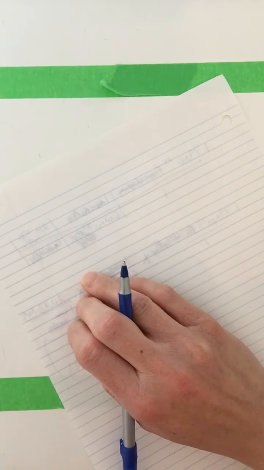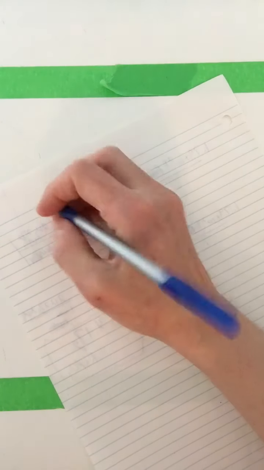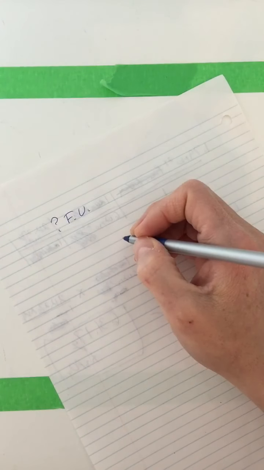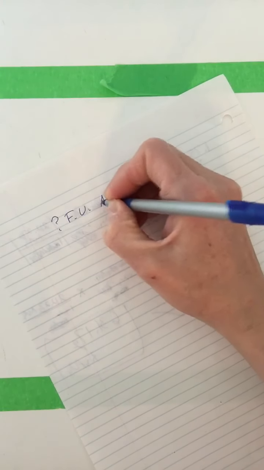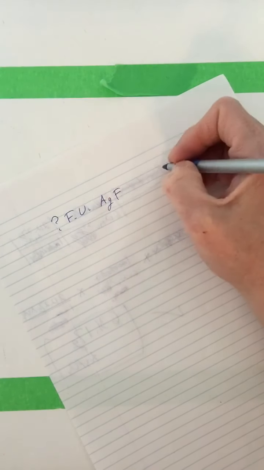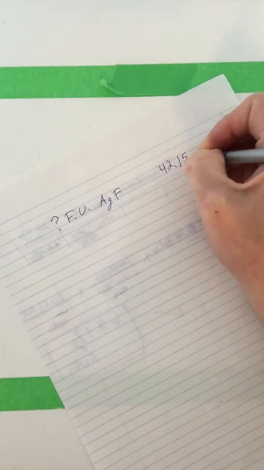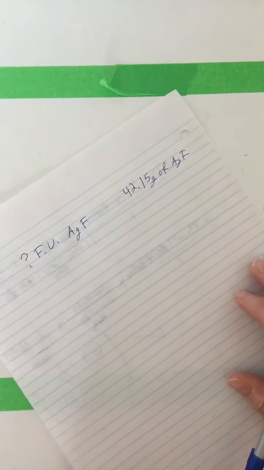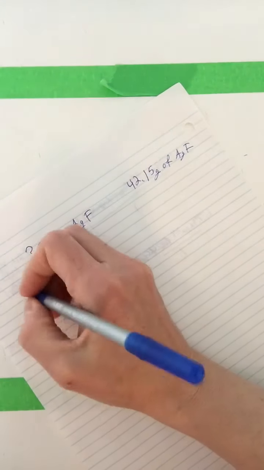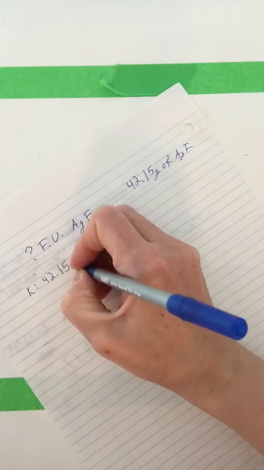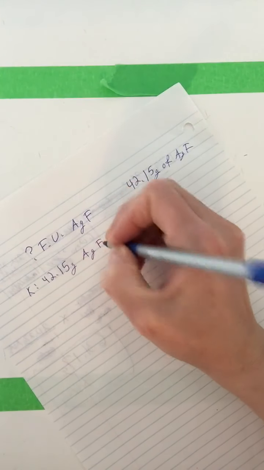It says, how many formula units? So it's asking, how many formula units of silver fluoride, which is AgF, are equal to 42.15 grams of this substance, or AgF. Okay, so this is what it's asking us. So what is our known? Our known they gave us in the question is 42.15 grams of AgF. And our unknown is formula units. That's what they're asking us.